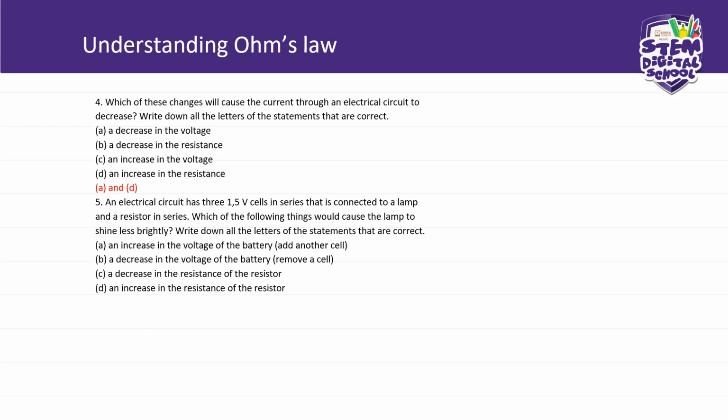B, a decrease in the voltage of the battery, remove a cell. C, a decrease in the resistance of the resistor. D, an increase in the resistance of the resistor. Which ones would cause the light to shine less brightly?